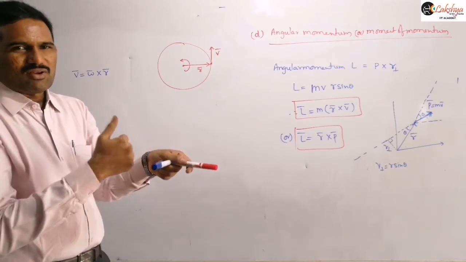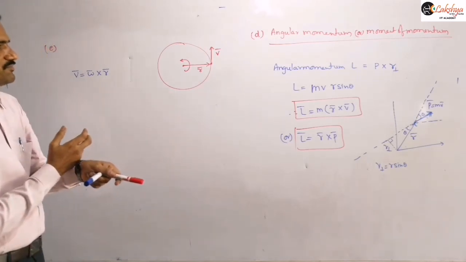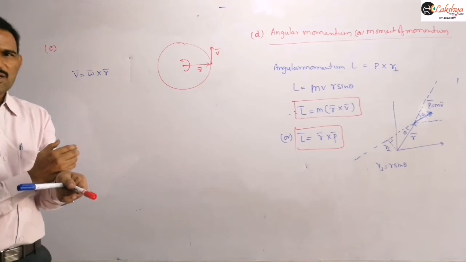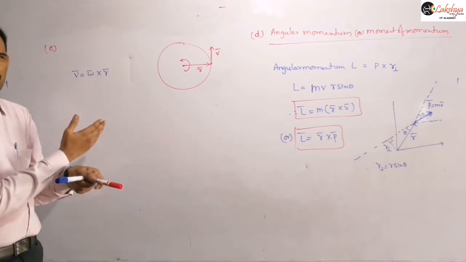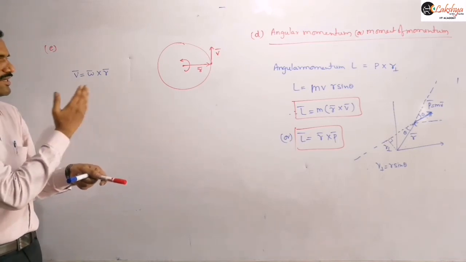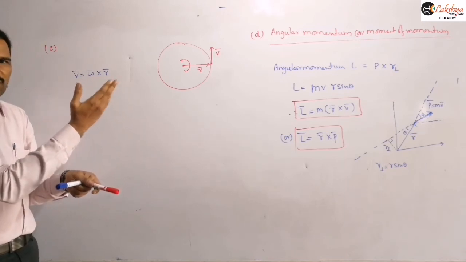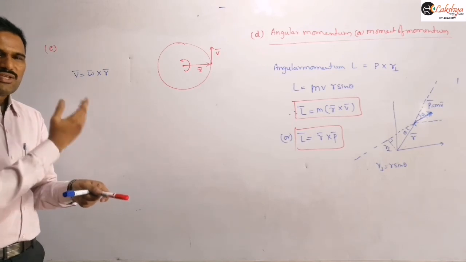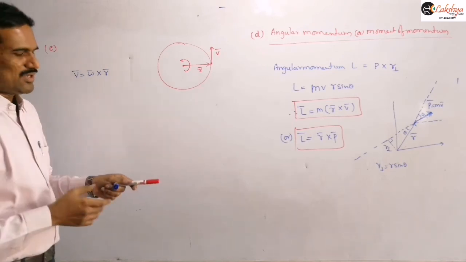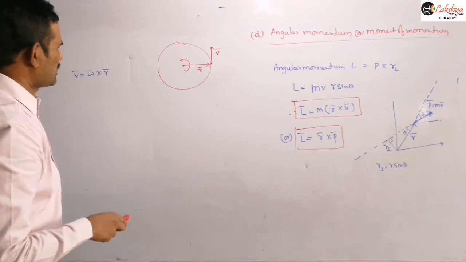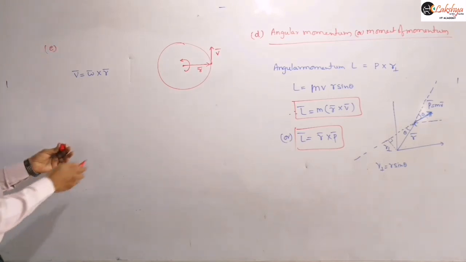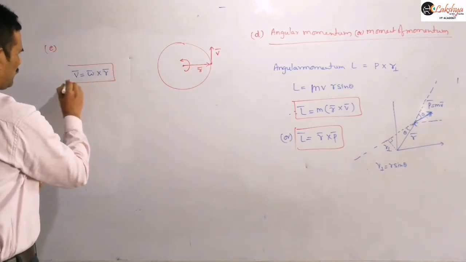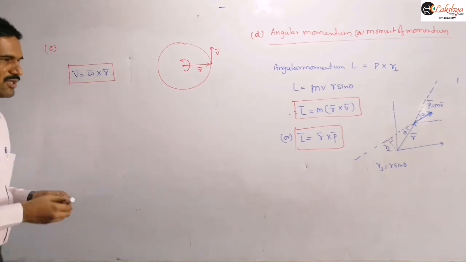This linear velocity, and we know the relation v is equal to R omega. That is nothing but this relation: omega into R into sine 90, and sine 90 is 1. So v is equal to R omega, and in vector form you need to express it like this. That is the relation between linear velocity and angular velocity of a particle: v bar is equal to omega bar cross R bar.